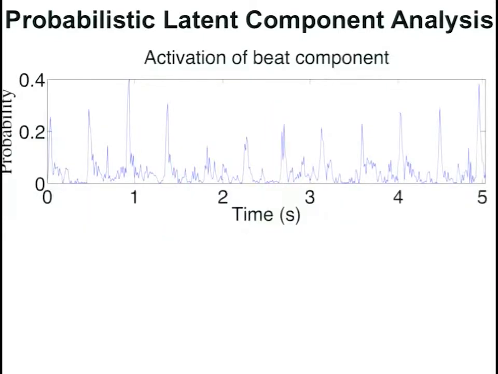Once that component is known, the PLCA can also be used to find the probability of that component being active at any given frame. Because, obviously, if the component is active, there's more likely to be a beat there than not. That can be used as a useful accent signal, or a signal which tends to correspond to the beats, in the beat tracking parlance for a beat tracking algorithm.